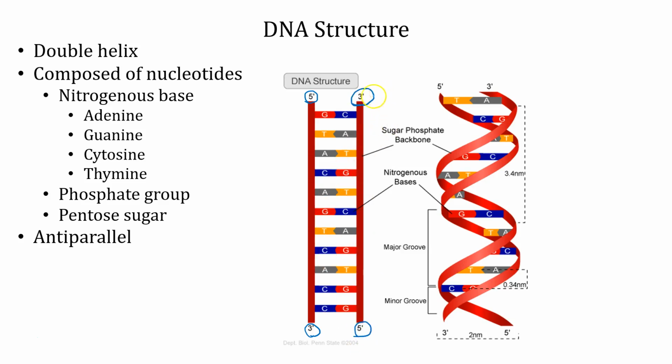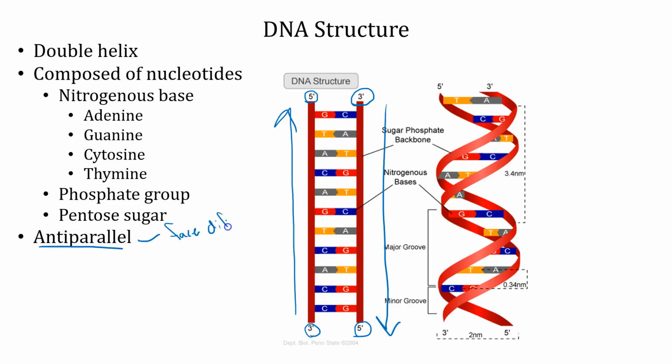And notice that the 3' end and the 5' end are running this way in this ladder, but over here the 3' end is actually down here, and the 5' end is up there. Okay, so they're facing different directions, and that's what we mean by antiparallel. It means that the different strands of DNA run in different directions. Each strand on either side runs in a different direction.